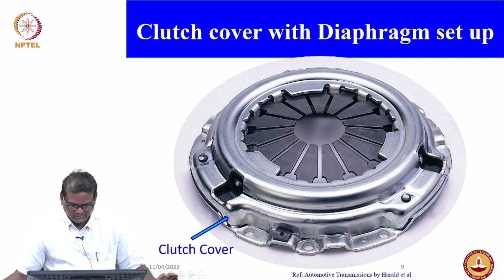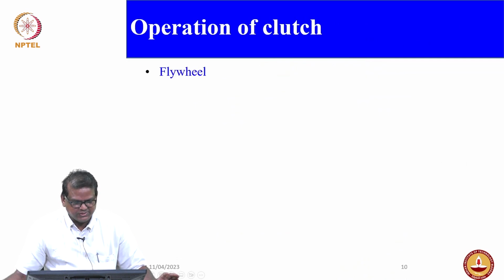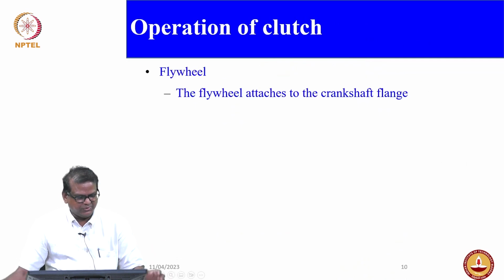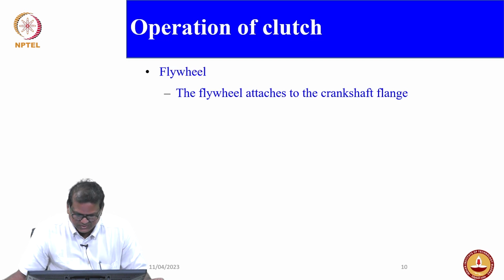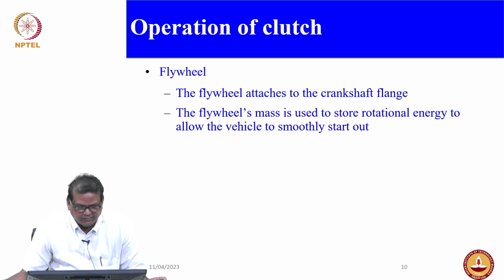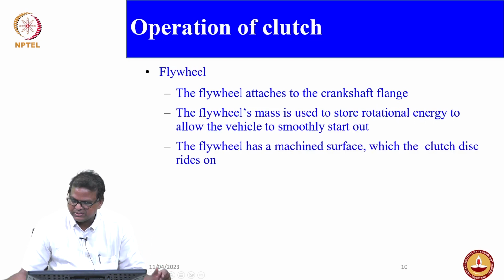Yeah, so the clutch cover is given. Operation of the clutch: flywheel. I am sure you know the purpose of the flywheel. The flywheel is attached to the crankshaft flange. The flywheel mass is used to store rotational energy to allow the vehicle to start out smoothly.